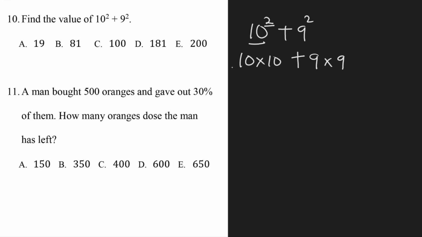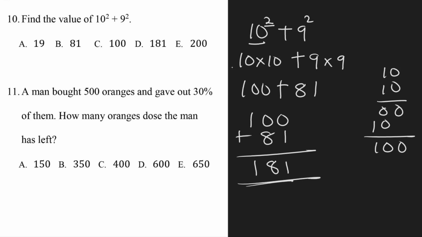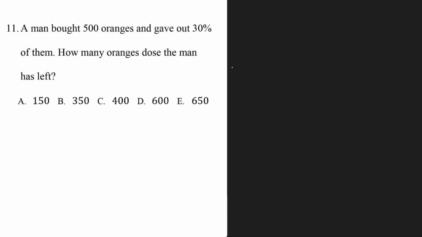So 10 times 10, let's multiply 10 times 10. 0 times 0 is 0, 0 times 1 is 0, 1 times 0 is 0, 1 times 1 is 1. So 100. So this is 100 plus 9 times 9 is actually 81. So I have 81. So we're going to simply add, and that gives us 181. So let's check our options. From our options, the answer is D. So let's move to the next question.